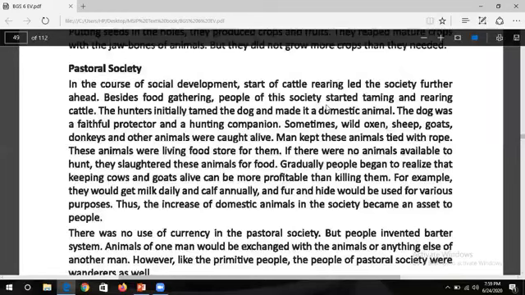The hunters initially tamed the dog and made it a domestic animal. The dog was a faithful protector and hunting companion. Sometimes wild oxen, sheep, goats, donkeys, and other animals were caught alive. Man kept these animals tied with rope. These animals were a living food store for them.